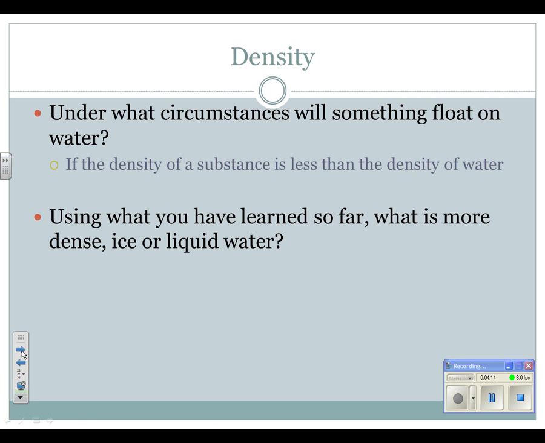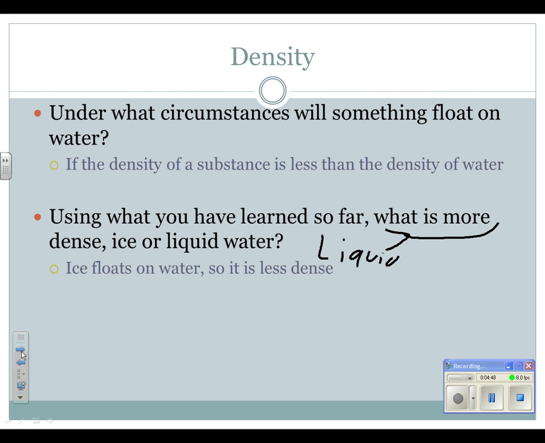Now, using what you know so far, what is more dense? Ice or liquid water? Remember, go to the kitchen, get you a cup of ice water. You'll see that ice floats to the top, which is weird. We talk about that next semester. But the liquid water is more dense because it's on the bottom. Ice floats, so it's less dense. So this question asks what is more dense. Write down what you need to write down.